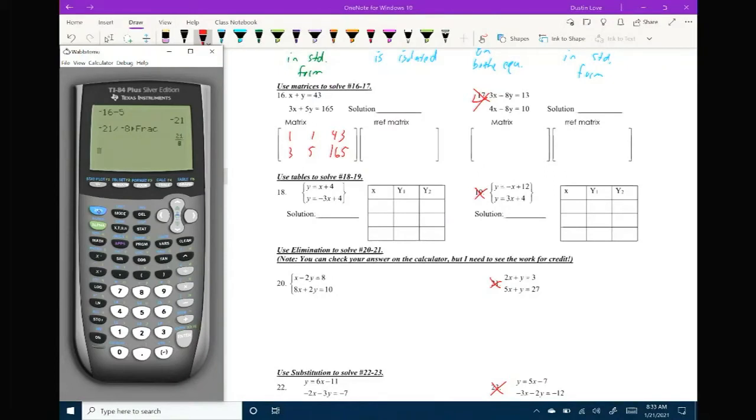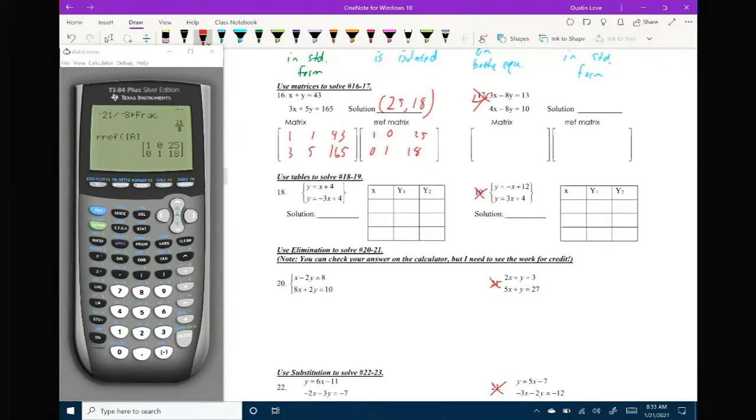Quit out. Now I don't have the RREF in there as the last thing, so I have to go back and do it manually. So second matrix, over to math, up to RREF, second matrix A, and 1, 0, 0, 1, 25, 18. So my solution is 25, 18.